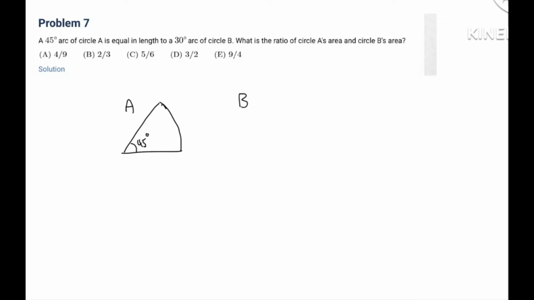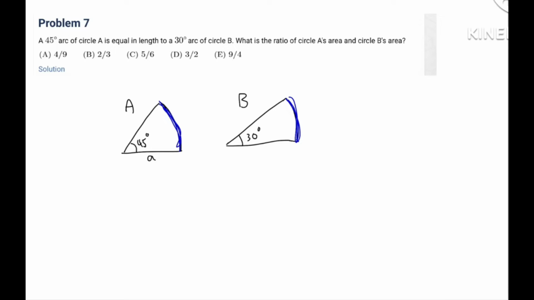circle B. So it's saying that it's like this, 30 degrees. And this length is the same as this length, and yeah, this should be 30 degrees. What is the ratio of circle A's area and circle B's area?